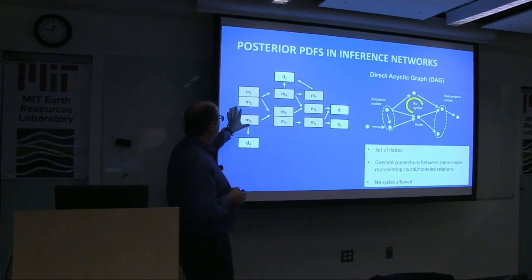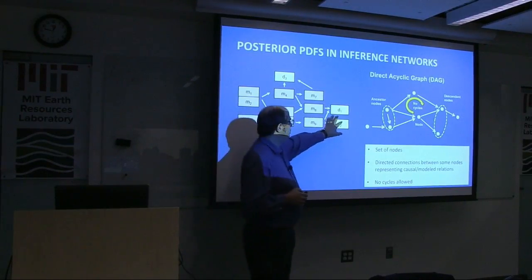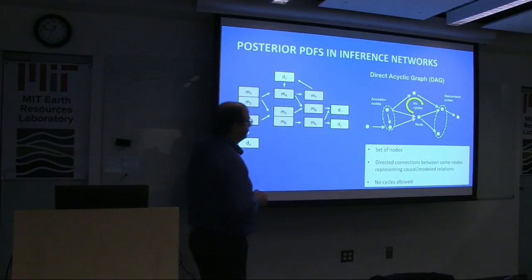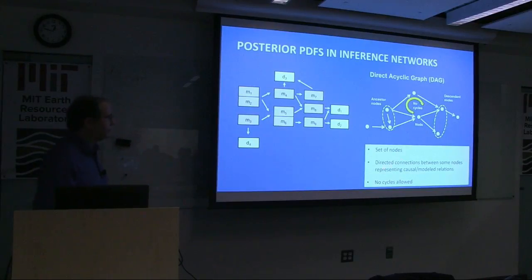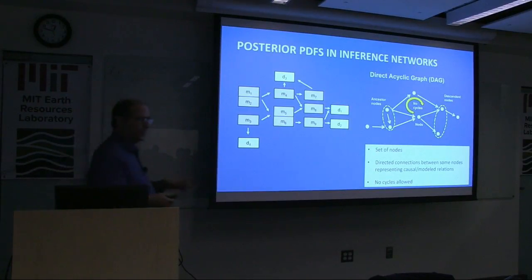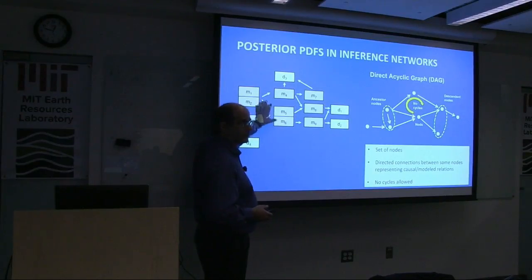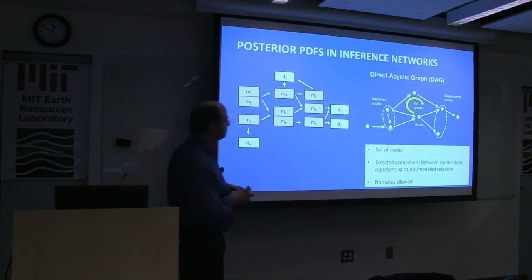So we can model in the forward direction through the network or in the inverse direction with these methods I'm describing. We have a set of nodes, and each node is a component of the model. This could be the density, the lithology, the interfaces, and so on. And the interrelations correspond to causal or statistical relations between the components of the model.